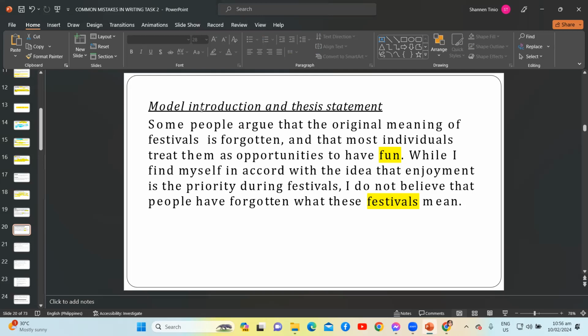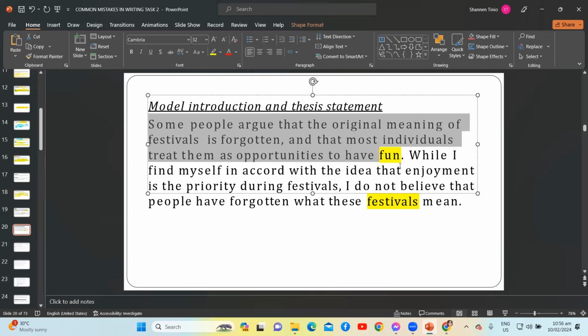Okay, another model introduction and thesis statement. Some people argue that the original meaning of festivals is forgotten, and that most individuals treat them as opportunities to have fun. While I find myself in accord with the idea that enjoyment is the priority during festivals, I do not believe that people have forgotten what these festivals mean.